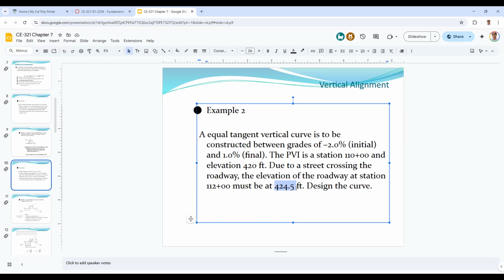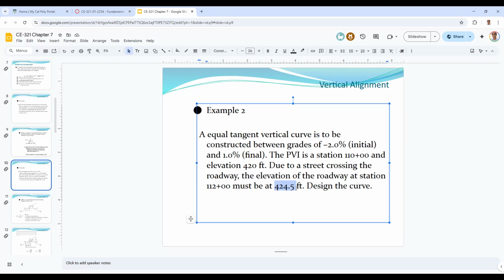That's a tricky question to answer, but there is enough information here for you to do it. Is it L over 2 plus 200? That's exactly what it will be, L over 2 plus 200. How do I get that? I know that the station is 110 here, and I know that the station always increases from left to right as I go from PVC to PVT. So that 112 point will be located somewhere here, to the right of PVI, because PVI only has a station of 110. So this will be my station 112.